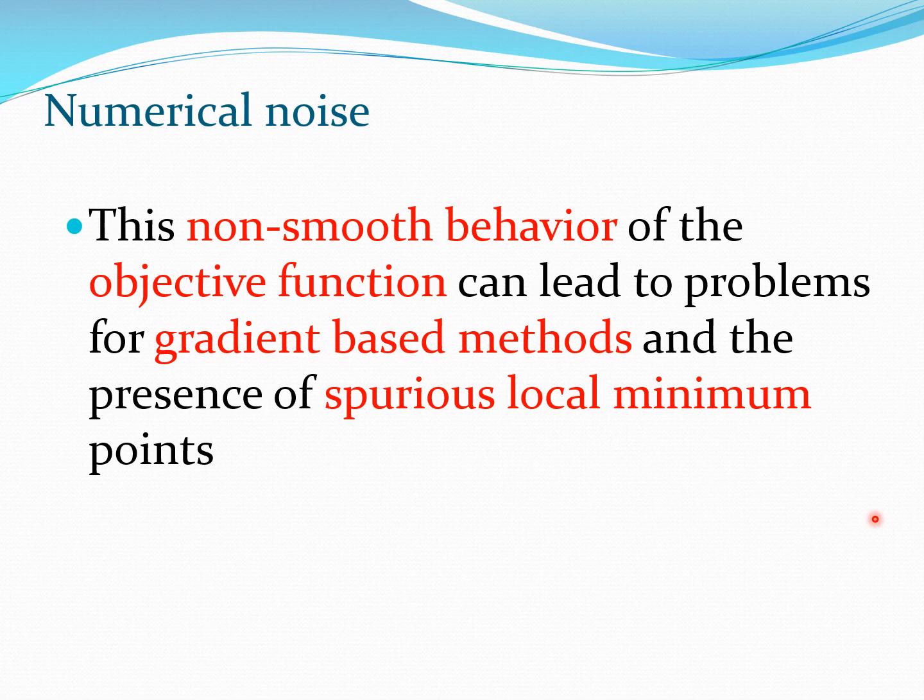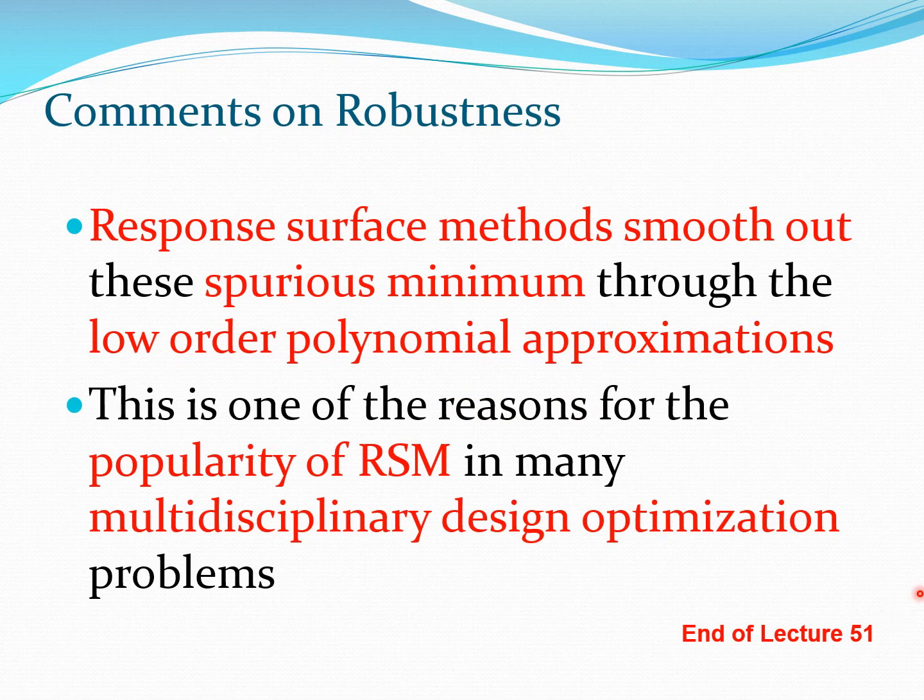So any kind of non-smooth behavior of the objective function can lead to problems for gradient-based methods, and also the presence of spurious local minimum points. And therefore, one of the ways to counter it is to smooth the function out using quadratic response surfaces, for example. So response surface method tends to smooth out these spurious minima, and in some cases, if you do not do this, your optimizer may think one of these spurious minima is actually the minimum point, because what may happen is that the gradient may become 0 at this spurious minimum. And as far as the optimizer is concerned, it's going to stop here and feel very good that it's got this minimum. It won't know that this is a spurious minimum. So again, spurious minima could be smoothed out using response surface methods.